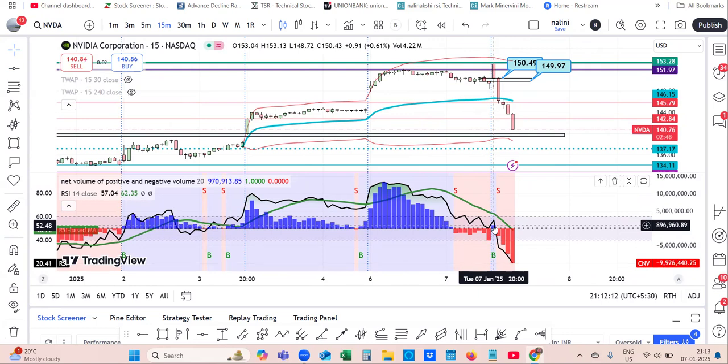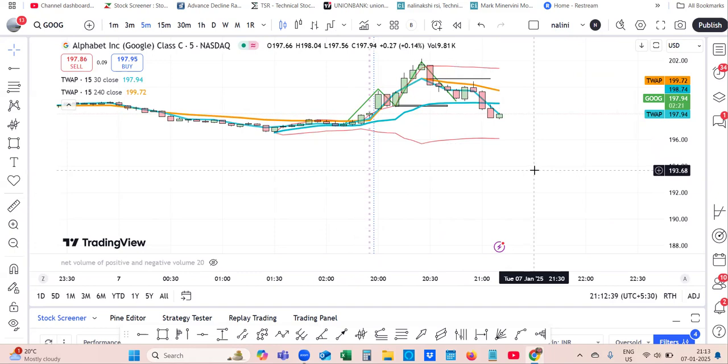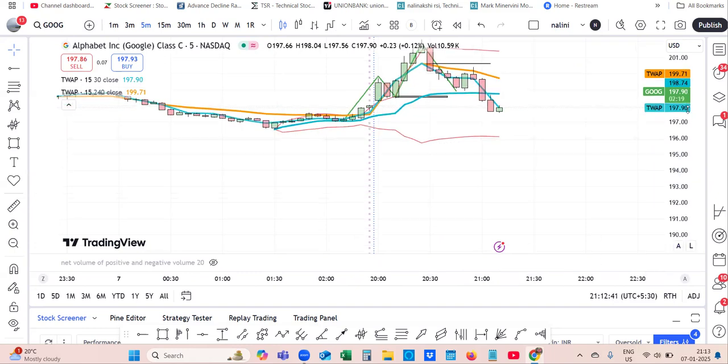you will get an early entry, because in the market, momentum will be in the first hour or first one to two hours of trade. Later, the market will go sideways. Most of the time, this is the pattern which happens in the market. The same thing is happening in the US market too. Even the Google stock has come down. See, you can see here.